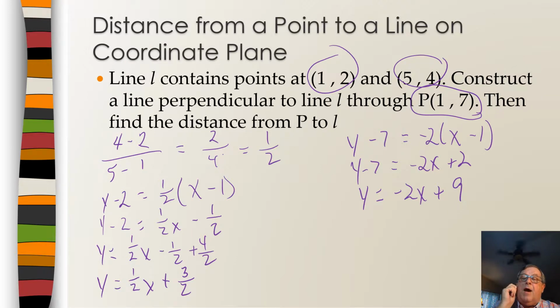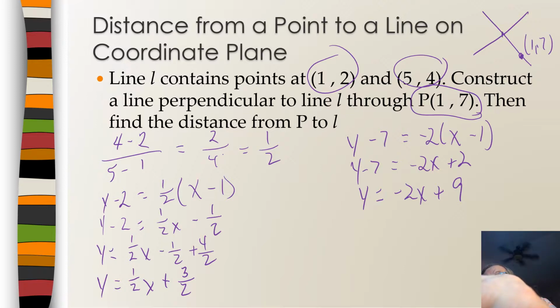All right, now I've got to solve the system of equations to determine the point of intersection. Remember, I've got a line like this, and we've got a line, let's say, perpendicular. We know this point right here, that was (1, 7). And I've got to find this point of intersection. And I can do that using a system of equations. I don't think I've got quite enough room on this slide, so we're going to move to the other slide.